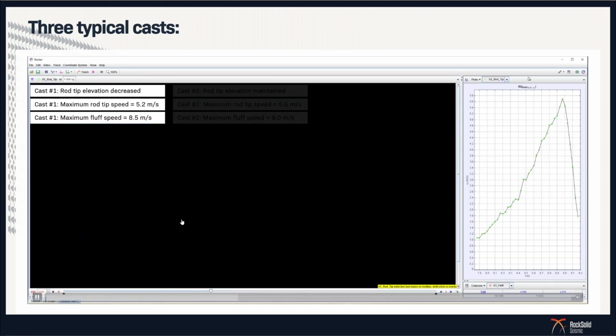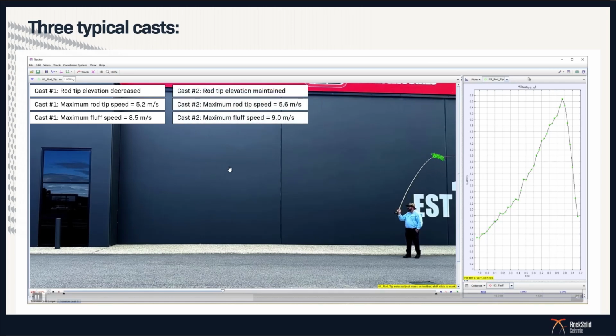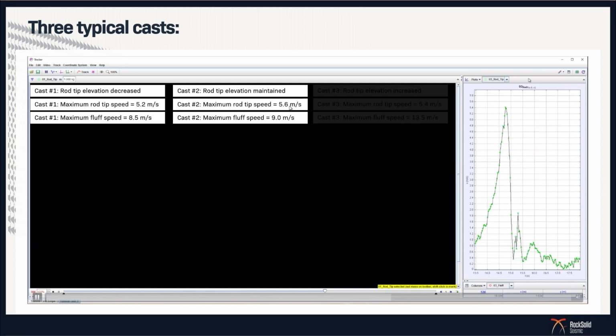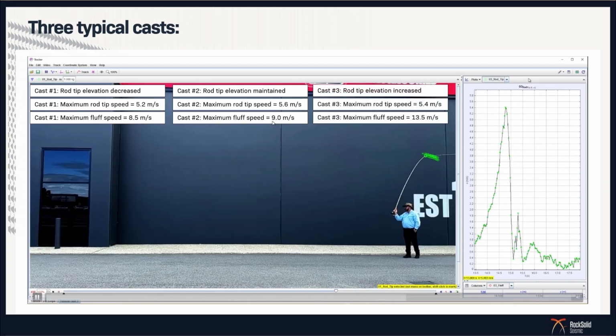Now, cast 2 is made, and I recognised afterwards that I did actually lift the rod soon after I made the cast. I've lifted it back up to here, and I probably shouldn't have done that. But at this point it's staying steady, and that rod tip doesn't move. And essentially we're getting a 5.6 meter per second rod tip movement, and the fluff is travelling at 9 meters per second. So roughly the same there.